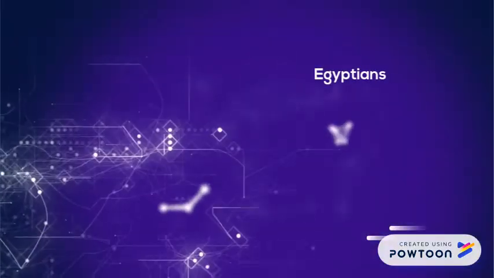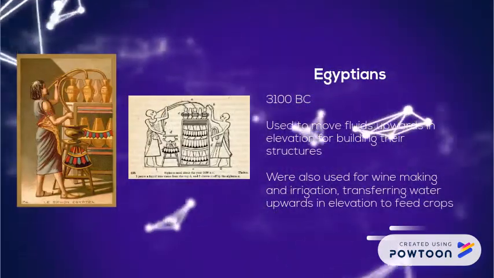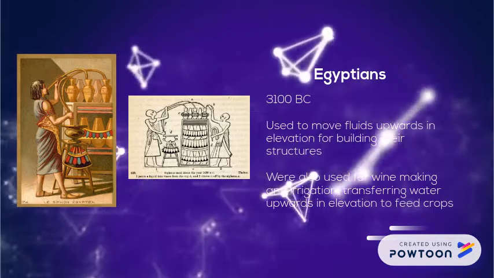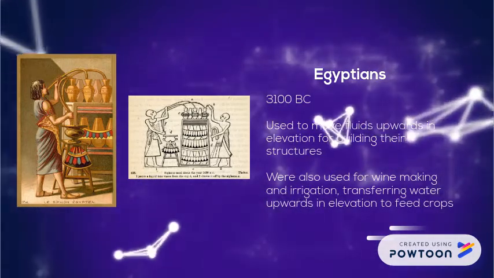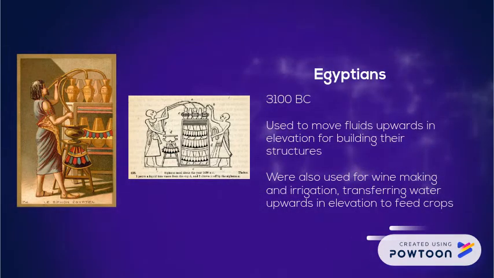The Bernoulli effect siphon dates all the way back to the Egyptians in 3100 BC. They used the siphon to move fluids upwards in elevation in order to build their structures such as the pyramids. They were also used for winemaking and irrigation so that they could transfer water upwards in elevation to feed the crops.